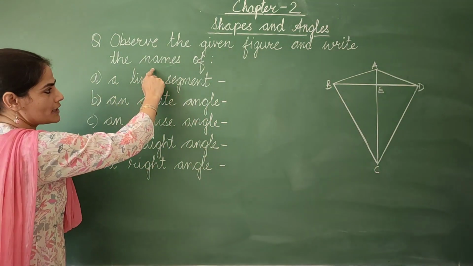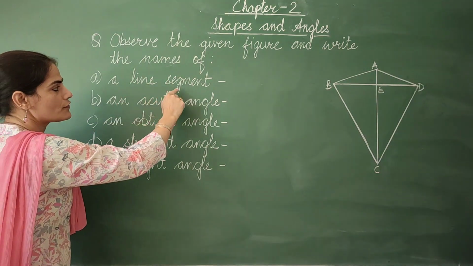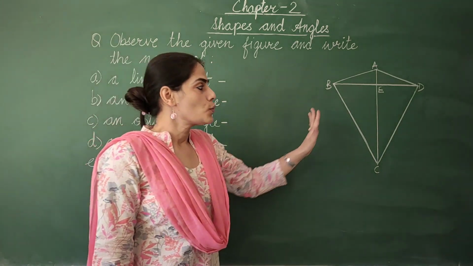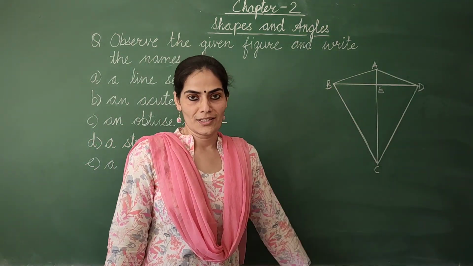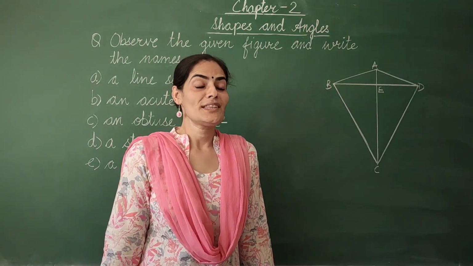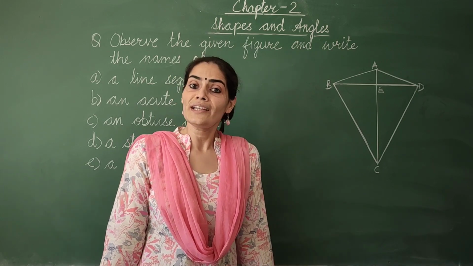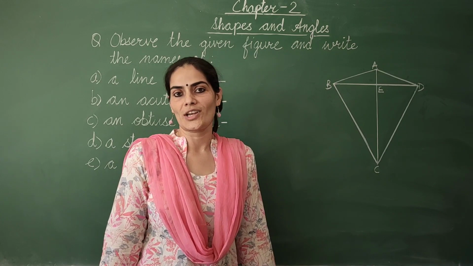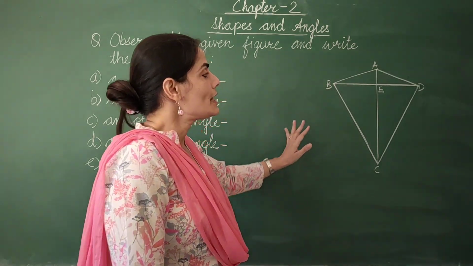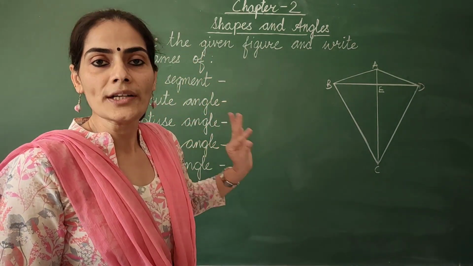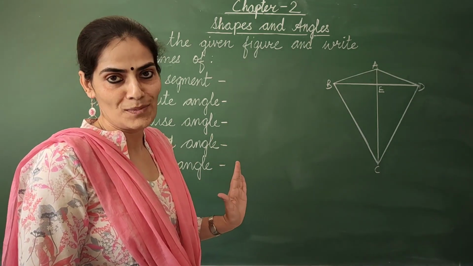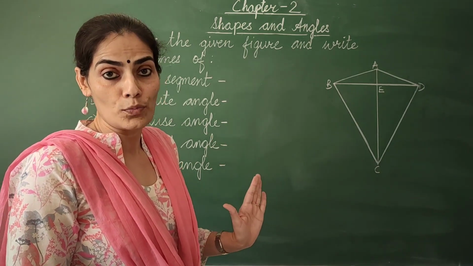Like the first one is, you need to write the name of a line segment. Just observe, where do you see a line segment here? Before you give me the answer, you need to know what is a line segment. We learned about it in the very first video of this chapter. So, a line segment is the shortest distance between any 2 points. That means a line segment has got 2 endpoints.